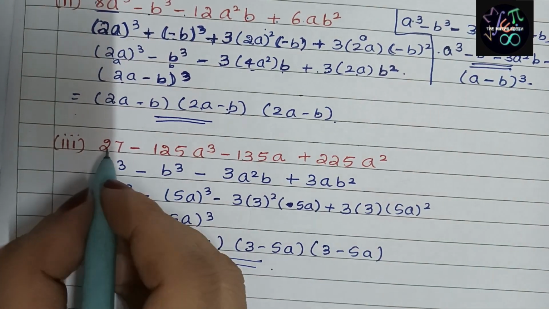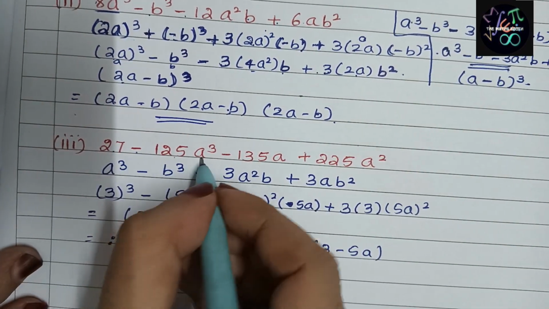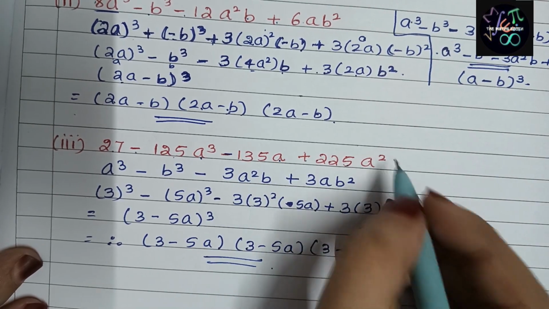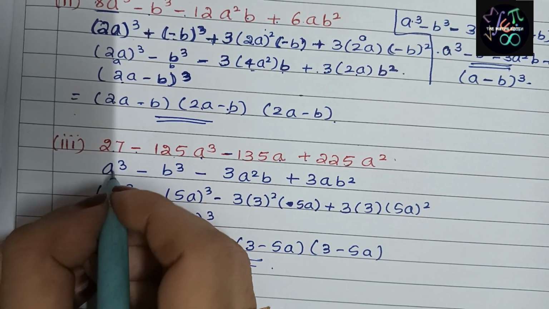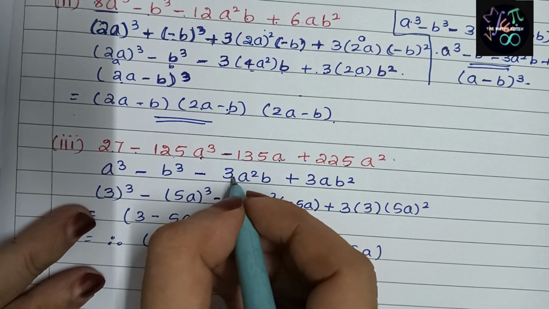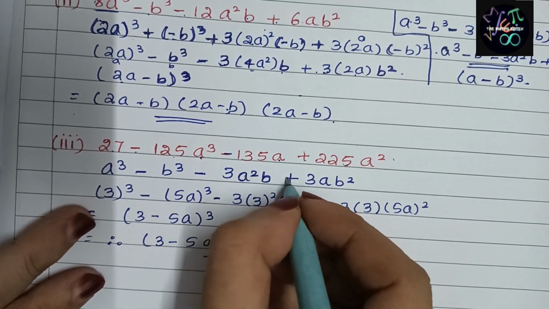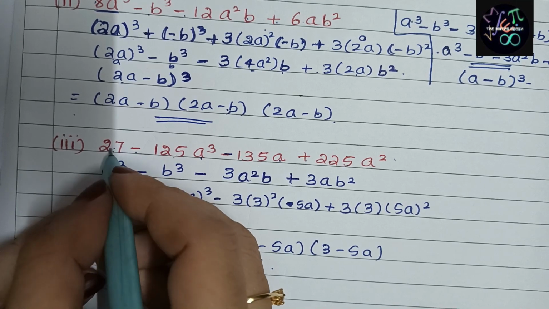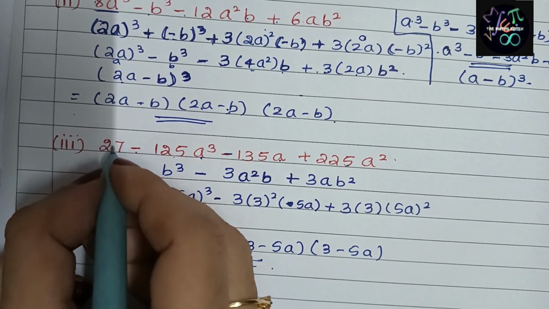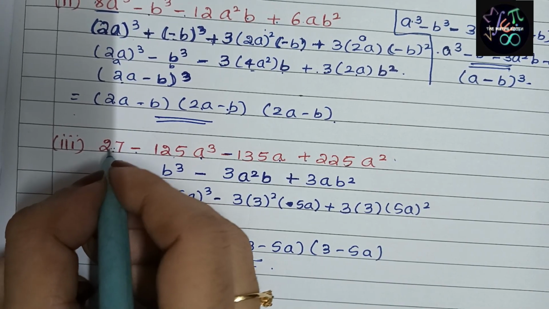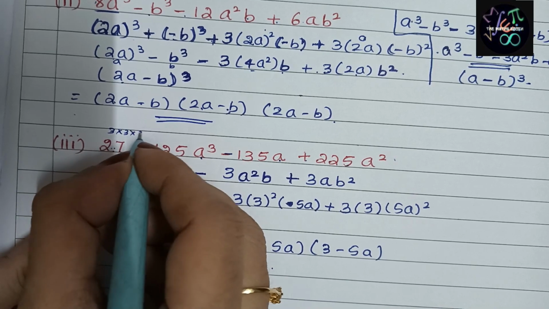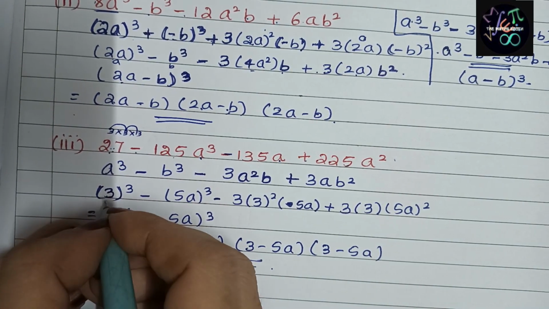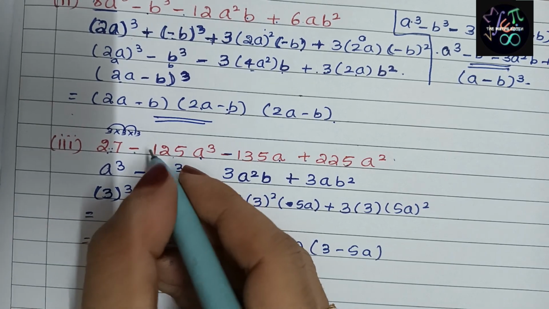See here. 27 minus 125a cube minus 135a plus 225a square. Okay, I have written the first formula. A cube minus b cube minus 3a square b plus 3ab square. This is the formula. Now a place, what is taken? Just see whose cube it is? 3's cube. So 3 into 3 into 3. 3 3s are 9, 9 3s are 27. So 3 cube. So a value is 3 and b 125.